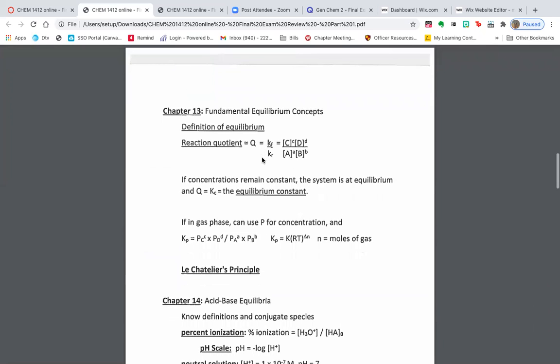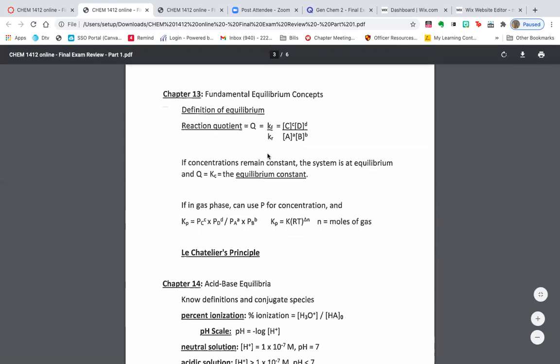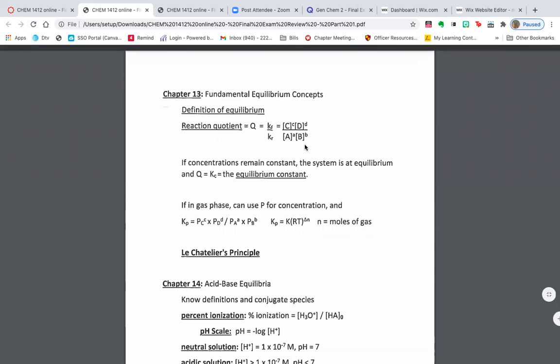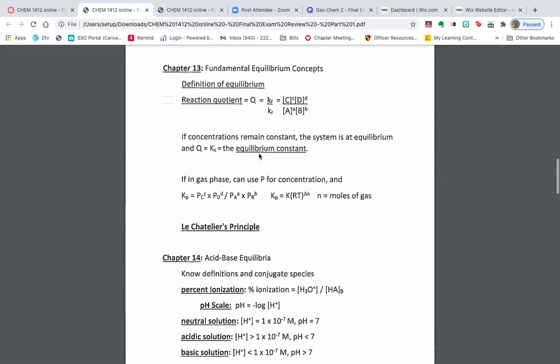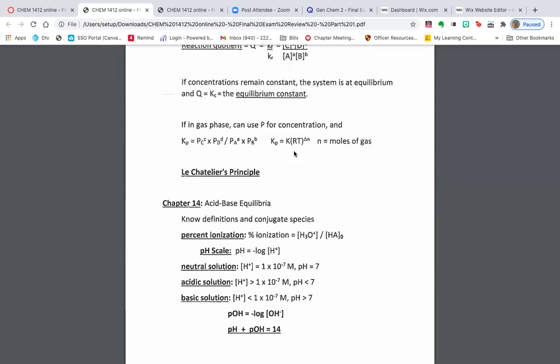Reaction quotient Q is equal to kf over kr equals the products C, D over the reactants. Okay, that's just products over reactants. And that's the definition of equilibrium. Honestly, I don't remember anything like that being on the final exam last year, so don't stress too hard about this. Q is equal to Kc, which is equal to the equilibrium constant. For the gas phase, Kp equals the partial pressures of the products over the reactants. I don't remember anything about that on the exam.